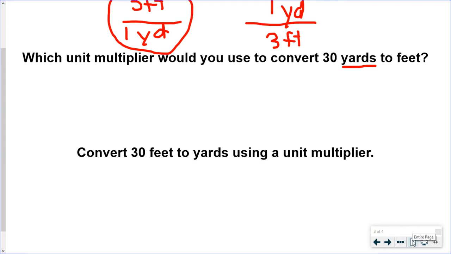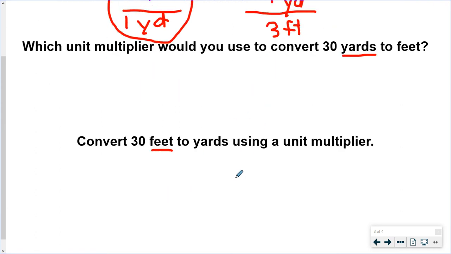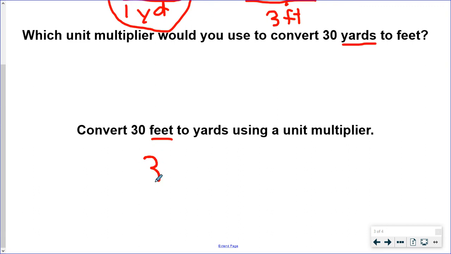Okay, so let me get back to my pen here. Okay, now I want to convert 30 feet to yards. So if I was converting 30 yards to feet, I want to use this one. But since I'm converting 30 feet to yards, this is the one I'm going to use here because I want to get rid of the feet. Okay, so again, I'm going to write 30 feet over 1. I apologize for that mistake I made there.